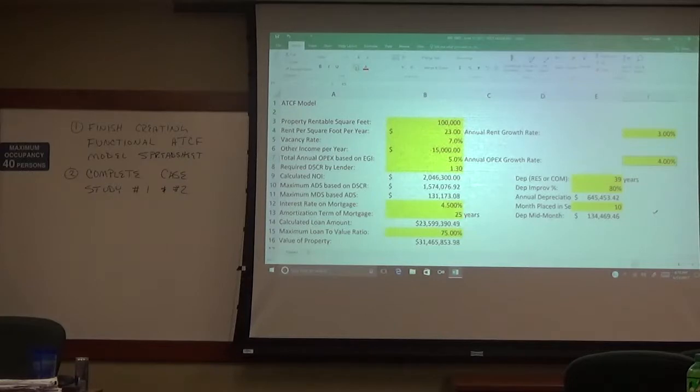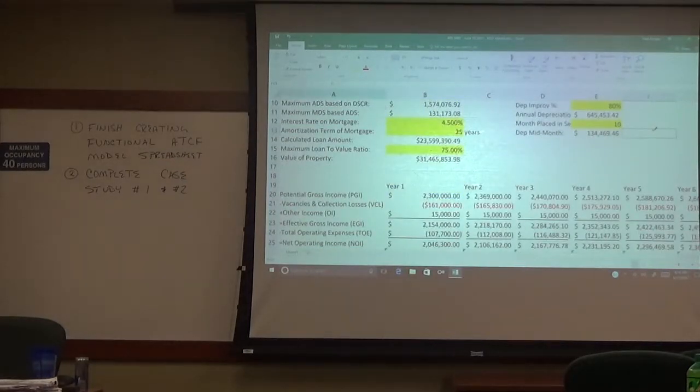All right, so it looks like we are completely in sync up to, it looks like, value of the property. All right? Everybody see that? Okay, is your model in sync with mine up to that point?